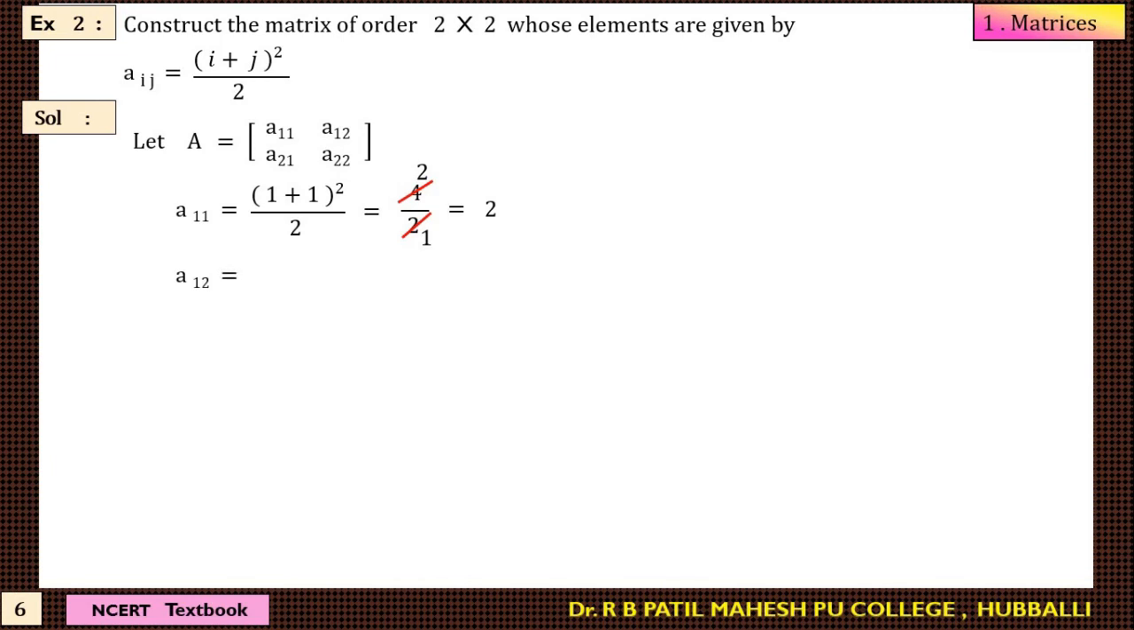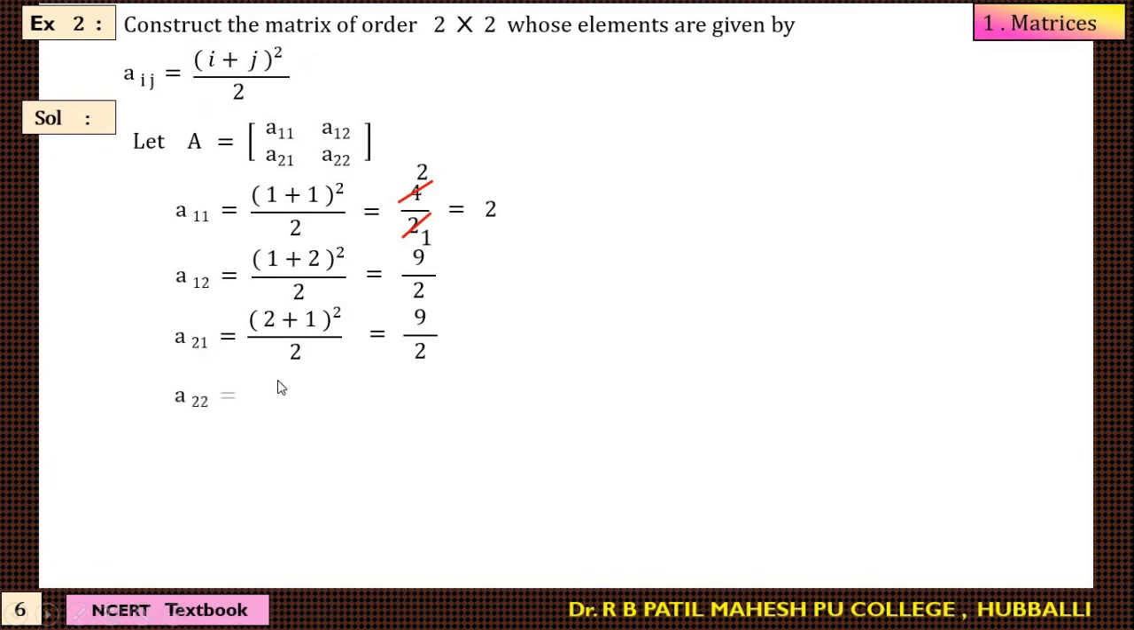Next is A12. In this A12 element, 1 2 is the ij number. So (1 plus 2) whole square divided by 2. 1 plus 2 is 3. Square means 9 divided by 2. So here no cancellation, therefore the value is 9 by 2 only. Next element A21. In this element, the subscript is 2, 1. That is i is 2, j is 1. So in this formula, if you replace i is 2, j is 1, it is (2 plus 1) whole square divided by 2. That is again 9 by 2 only.